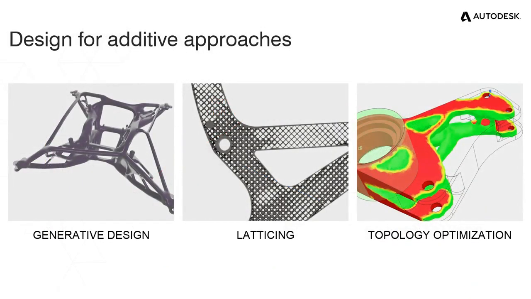And there's three main techniques that we'll cover throughout the presentation today of how you can start really unlocking that product performance. The first would be topology optimization, lattice optimization, and then the idea of generative engineering, which I'm sure you'll hear a lot about throughout the week.